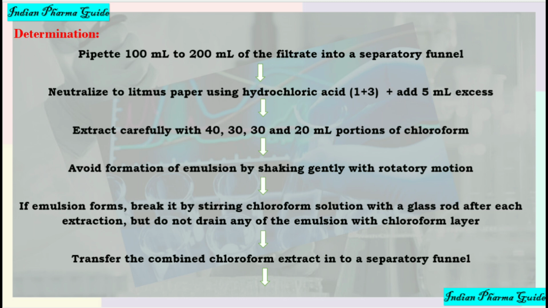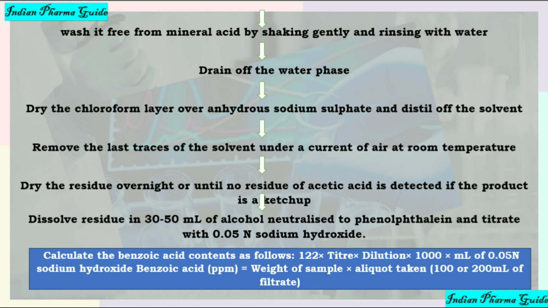In the next step, transfer the combined chloroform extract into a separatory funnel and wash it free of mineral acid by shaking gently and rinsing with water. Drain off the water phase, dry the chloroform layer over anhydrous sodium sulfate and distill off the solvent. Finally, remove the last traces of the solvent under a current of air at room temperature and dry the residue overnight, or until no residue of acetic acid is detected if the product is a ketchup.